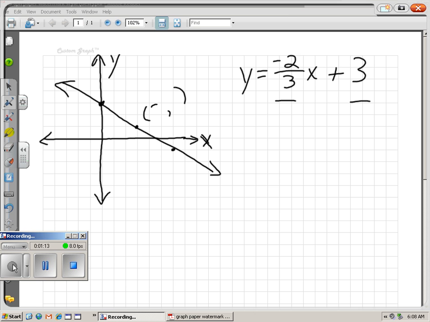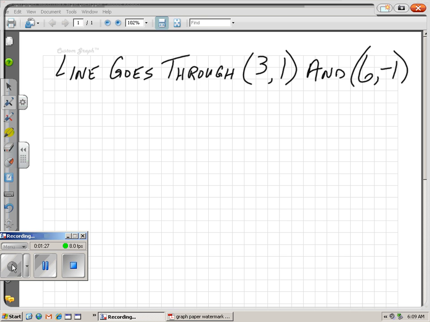This is the point (3, 1), because you go 3 steps over and 1 step up. And this is the point (6, -1). Now, these 2 points are on the line. So how could I use those 2 points to figure out what my equation is? Alright, so all I know is that my line goes through these 2 points, (3, 1) and (6, -1). How do I write the equation?